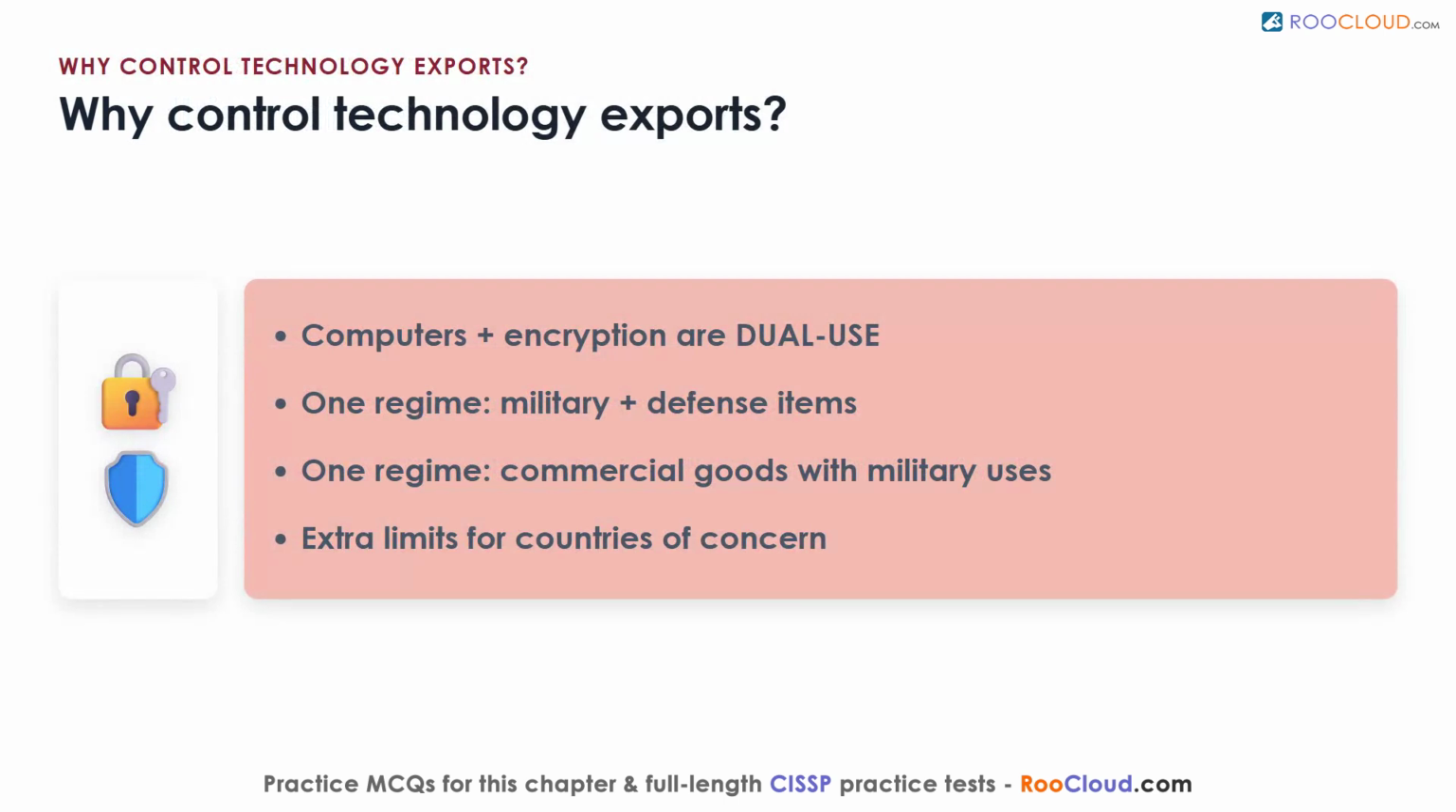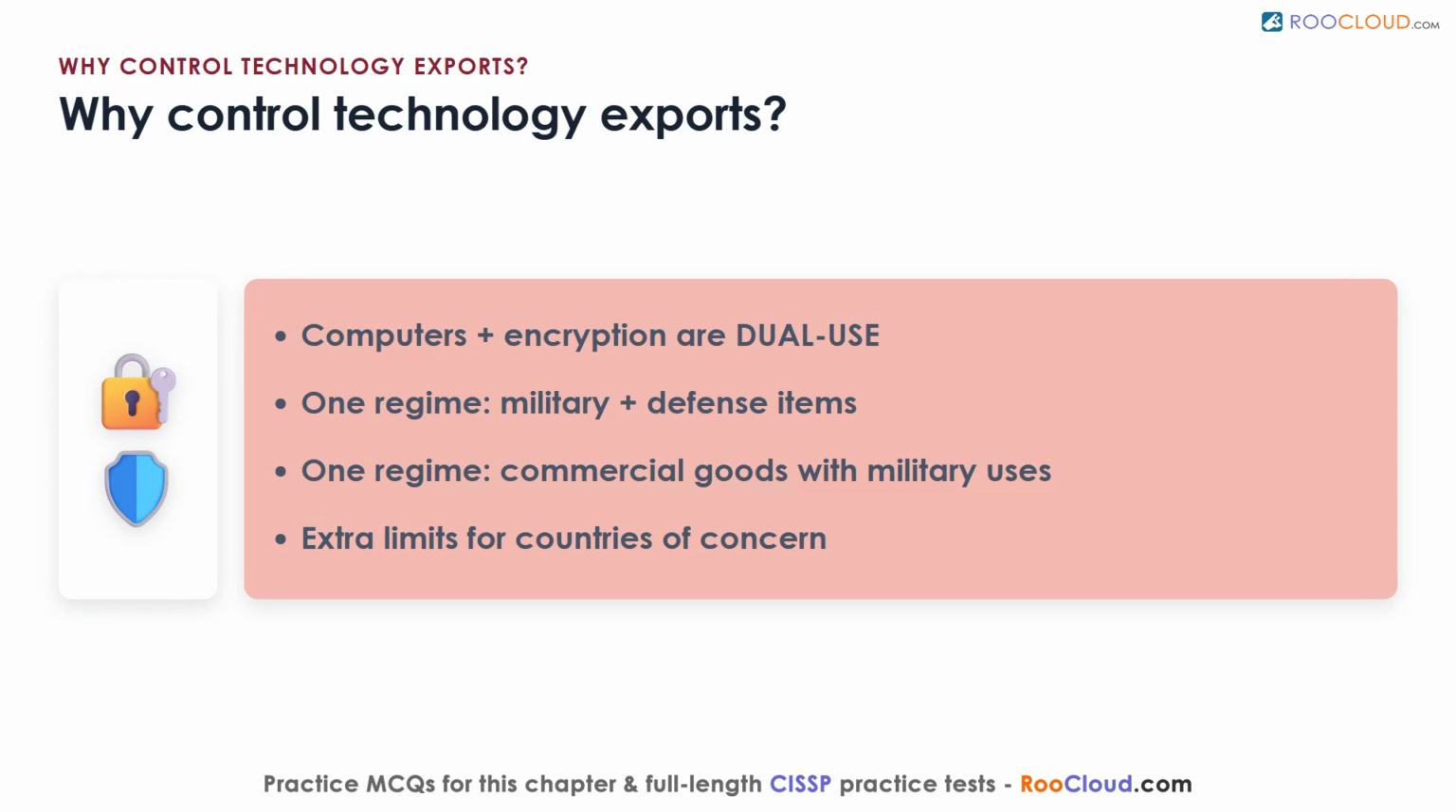Why does the government control the export of technology? Because the same tools that power commerce can power a military. Strong computers and encryption are dual use, valuable to allies and dangerous in the wrong hands. So 2 regulation sets govern what leaves the country.